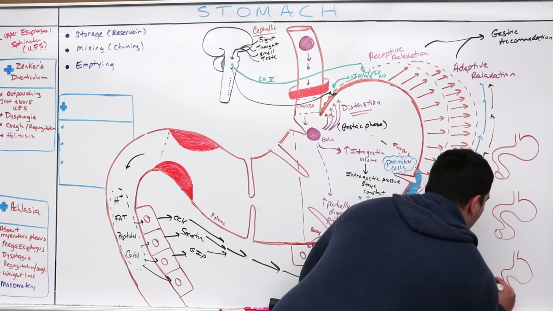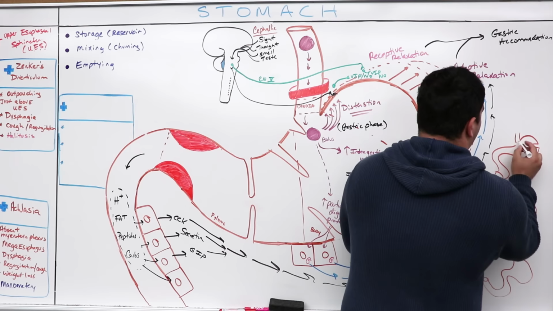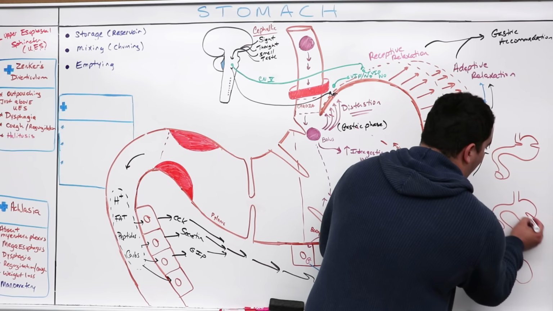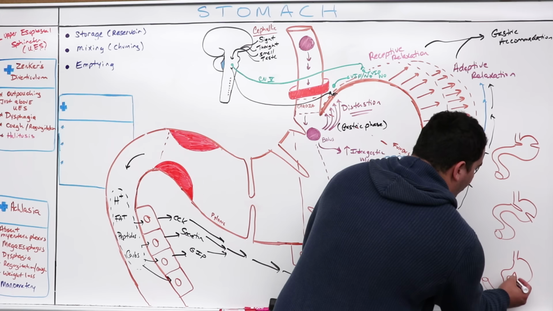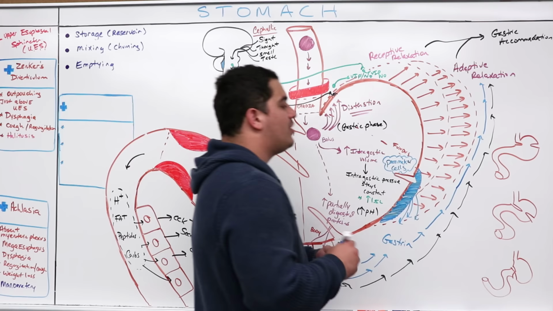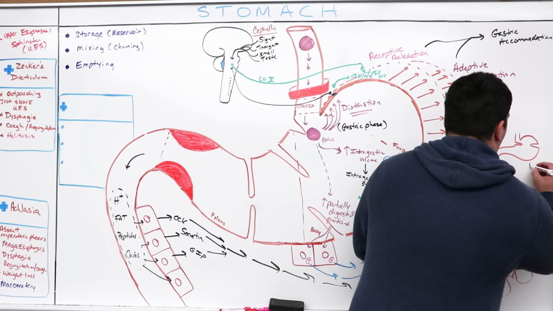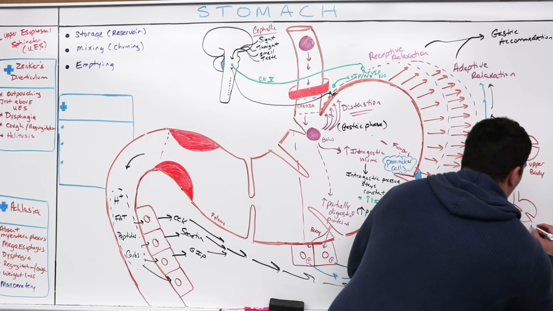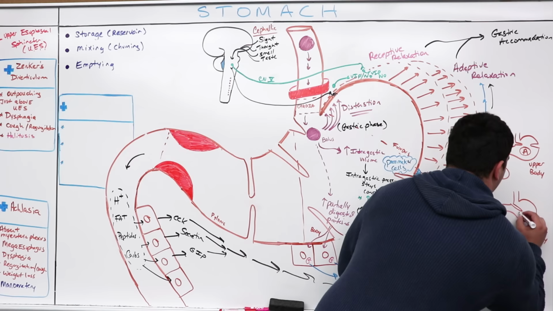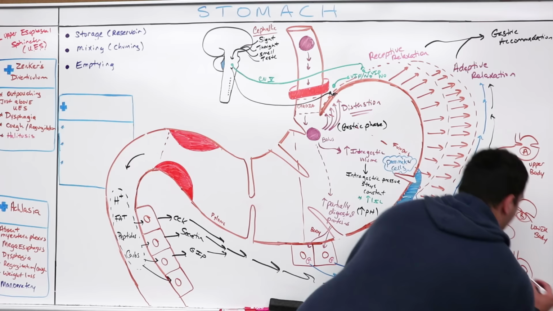When you start up here, the contractions are going to be kind of shallow, kind of a rippling effect. Then you work your way down here to the body, and they're going to be a little bit stronger. Then you work your way down to the pylorus, and they're pretty much occluding the actual lumen. So that's the important thing to remember: as you work your way down from the upper body, this is A, then the lower body, this is part B, and then the pylorus, this is part C, the contraction intensity is increasing.